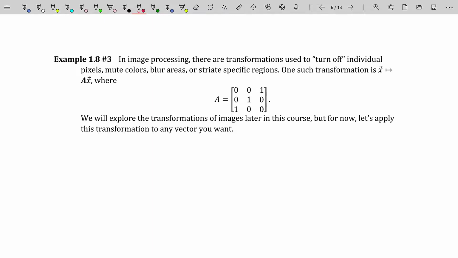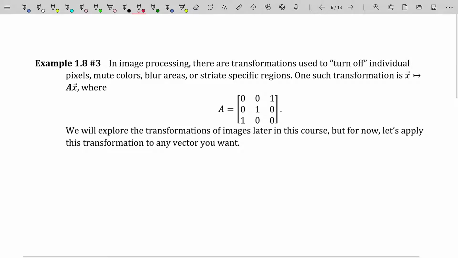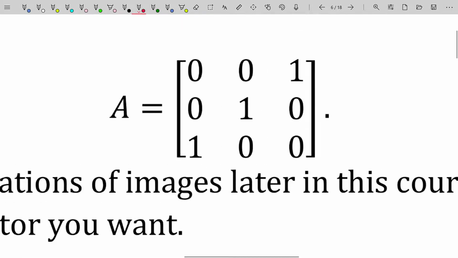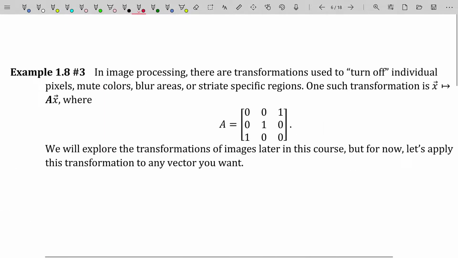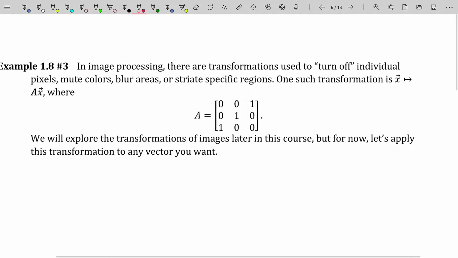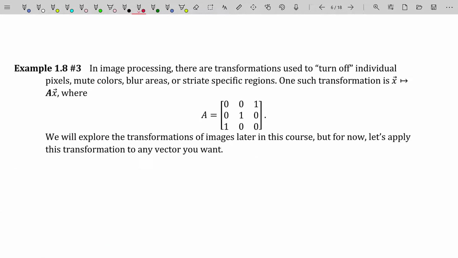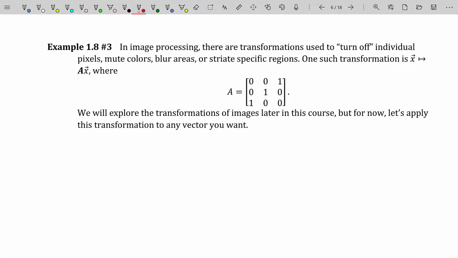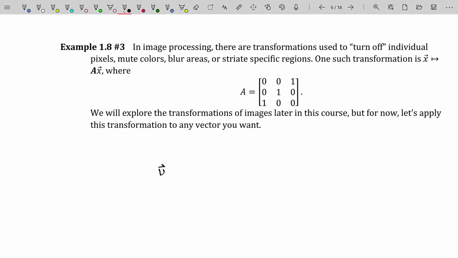One such transformation is transformation x transforming to the vector Ax, where A is the constant matrix that you see here. We will explore the transformations of images later in this course, but for now, let's apply this transformation to any vector you want, just to see. So I'm going to go ahead and apply this transformation. I tell you what, you make up a vector on your own. I'm going to make up a vector. I'll use the vector u here.